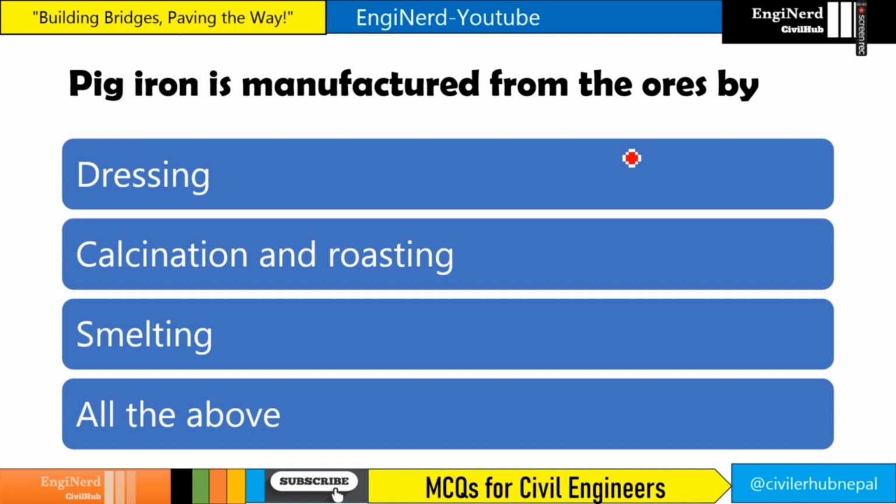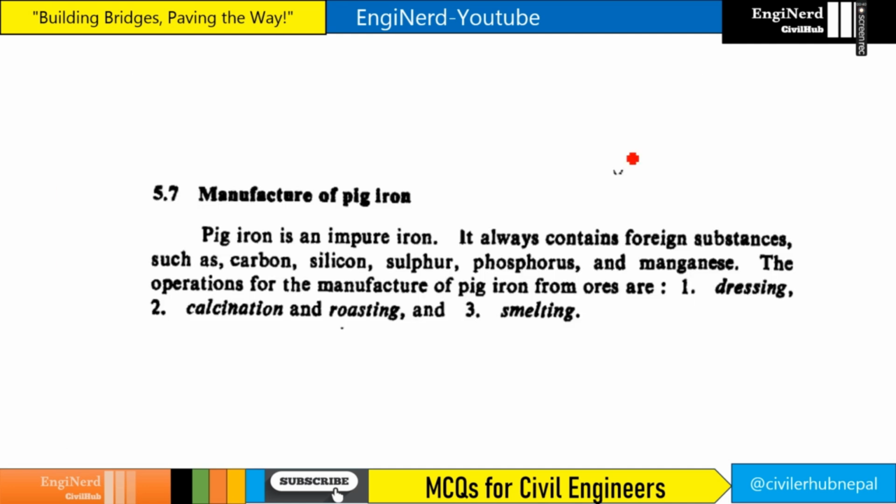Pig iron is manufactured from the ores by dressing, calcination, and roasting and smelting, right? All of the above. So if you see here, manufacture of pig iron, the process operations are dressing, calcination, and roasting and smelting.